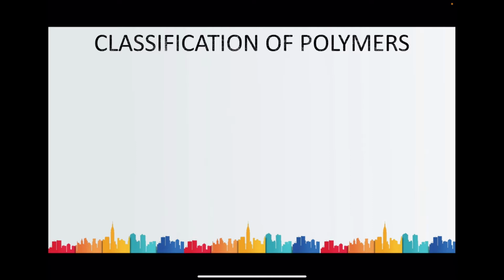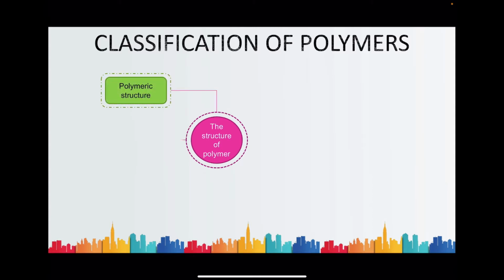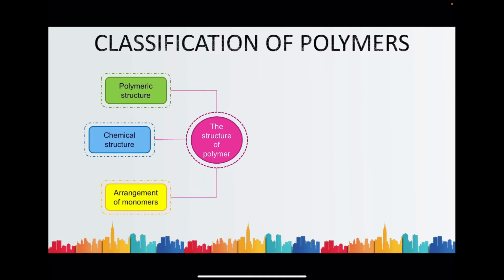Now I will continue about the classification of polymer. In this classification of polymer, I will explain first the structure of polymer, where the structure of polymer can be divided based on three types. The first one, the polymeric structure. The second one, chemical structure. And the third one about the arrangement of monomers.